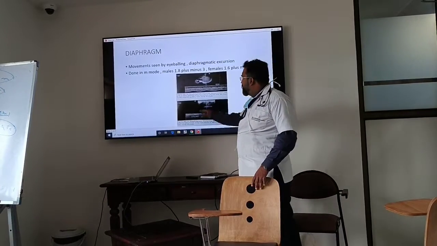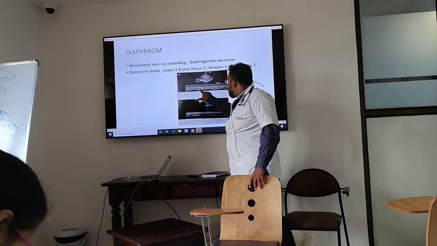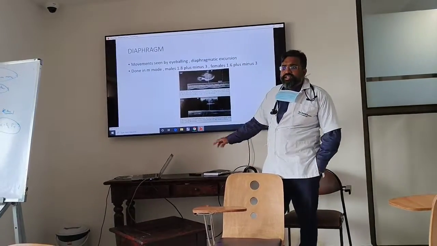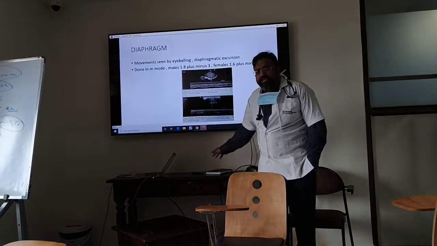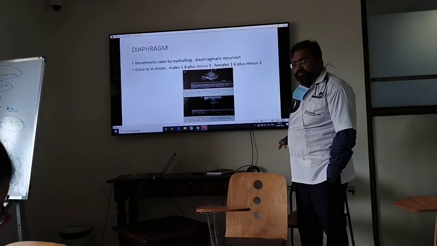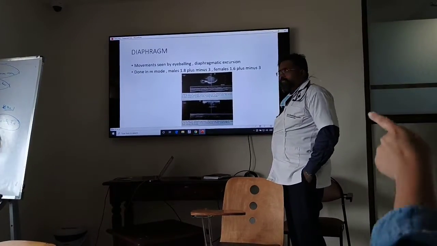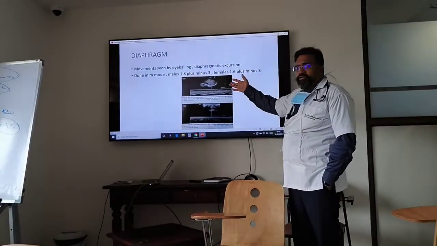This diaphragmatic excursion means the length from here to here. We can just put a caliper here and a caliper here and join that line. Are you understanding? That will tell you that this patient is not having satisfactory diaphragmatic excursion. Clear? Okay, 1.8 plus minus. Oh, that's normal. That's normal.